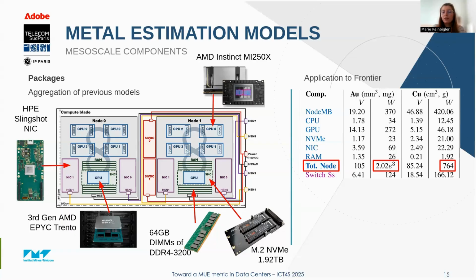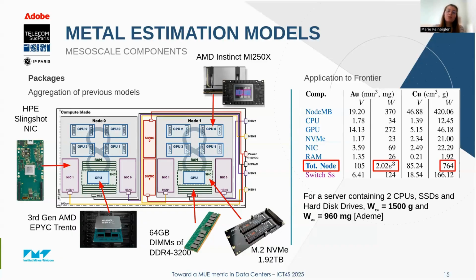Now let's focus on the total of a whole node. To do so, we considered the ADEME data on a server containing 2 CPUs, SSDs, and hard disk drives. And what they found is that it contains 1.5 kilograms of copper and almost 1 gram of gold, whereas in our case, we measured half for the copper and double for the gold.